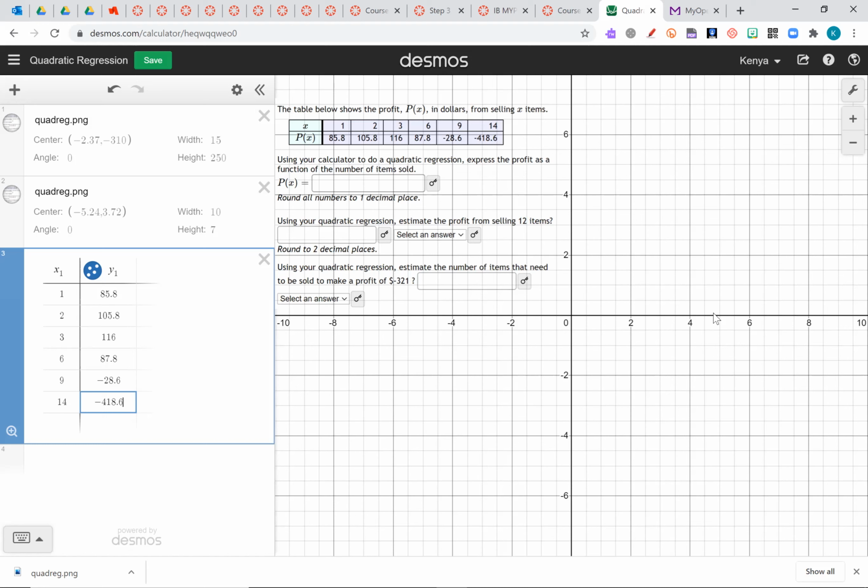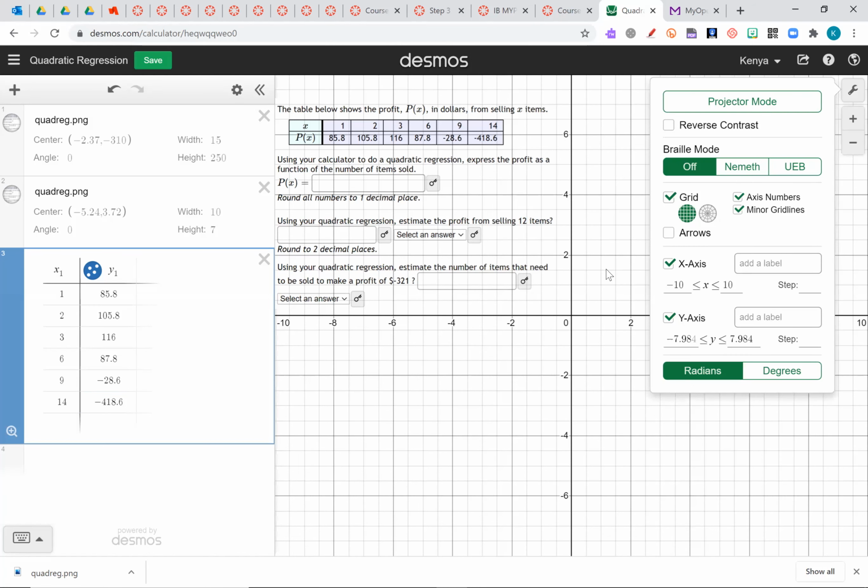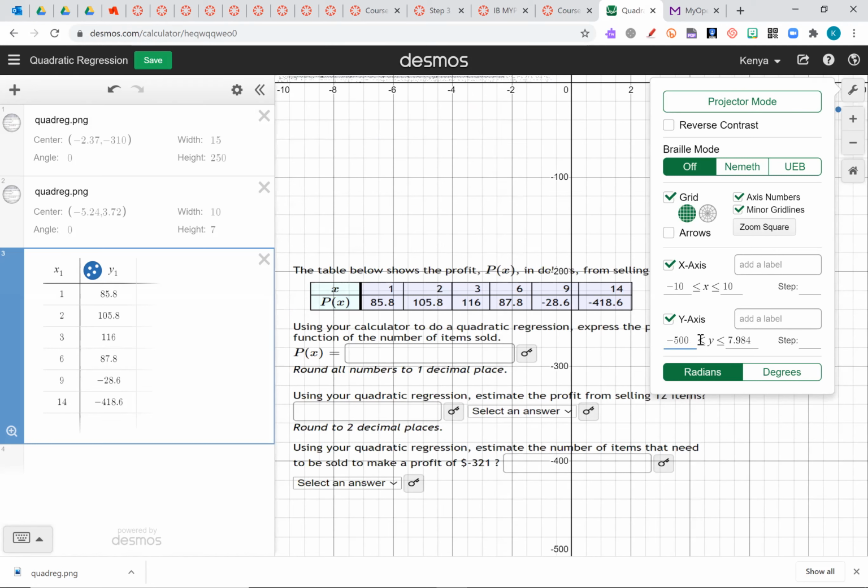If you notice, you haven't seen any of our points yet. So again, look at our y values. They're pretty high. We're at 6. So in order to see that, we need to adjust our visible window. My lowest y value is negative 418. Therefore, I'm going to make my lowest y value negative 500. My highest y value is 116, so I'm going to make it at least, say, 200.